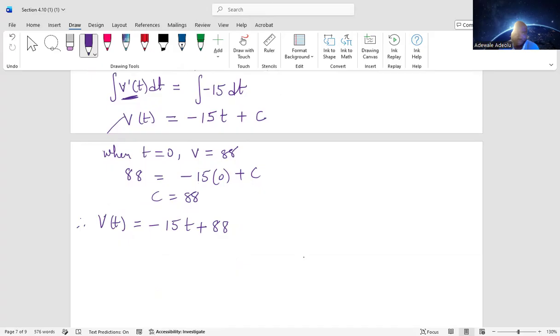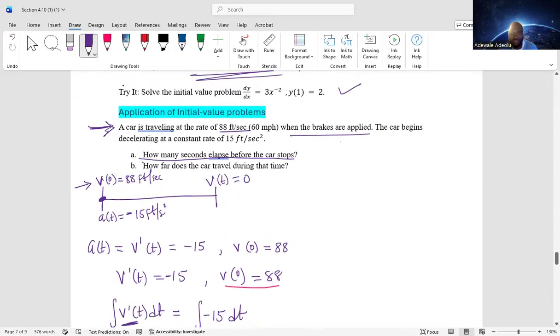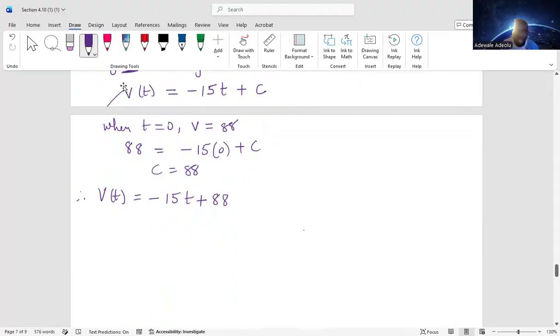We have that. Are we done? No, we're just being able to find a function in terms of velocity. The question is, how many seconds elapse before the car stops? There's a clue there: before the car stops. We know that when the car stops, that function v of t that we have will be 0.